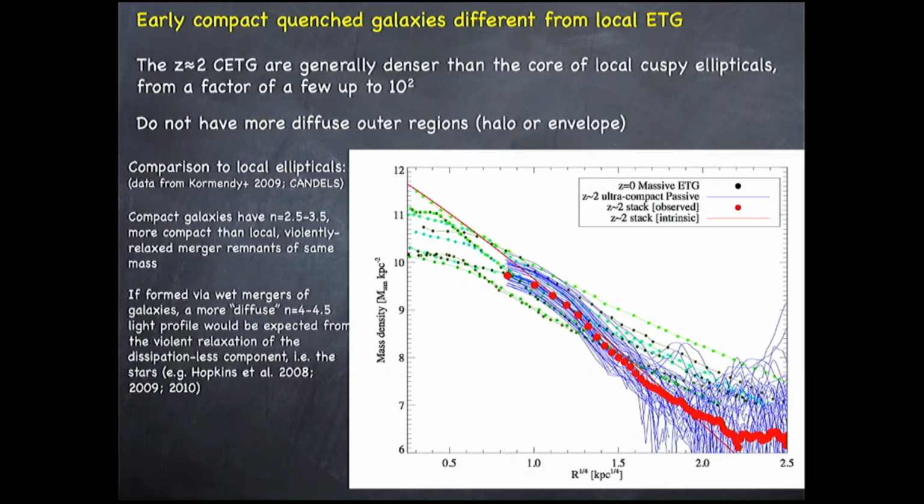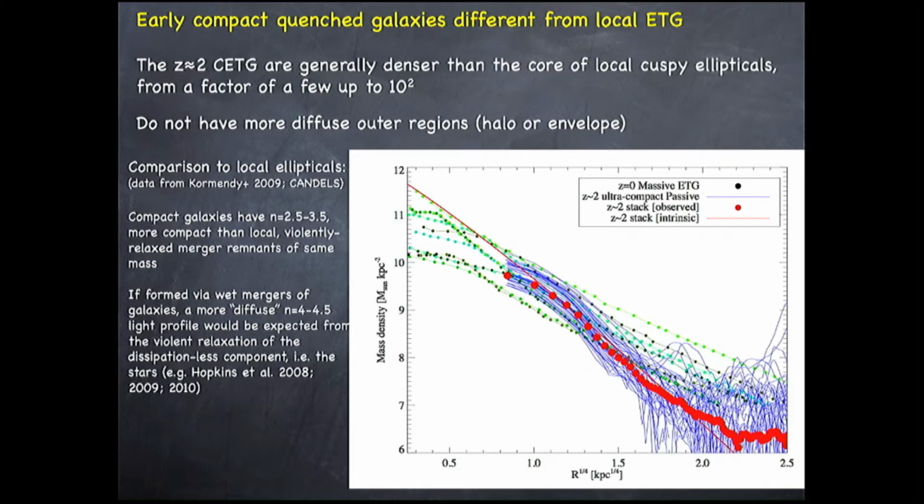This is a cuspy local galaxy. Cuspy local galaxies can be pretty dense. These are core galaxies. What is interesting, and this is the point Kate was making, is that the high redshift galaxies don't have the skirts. They're really, really compact. So I don't know how they lose their halo. I don't see how they can lose it, but they don't have it.